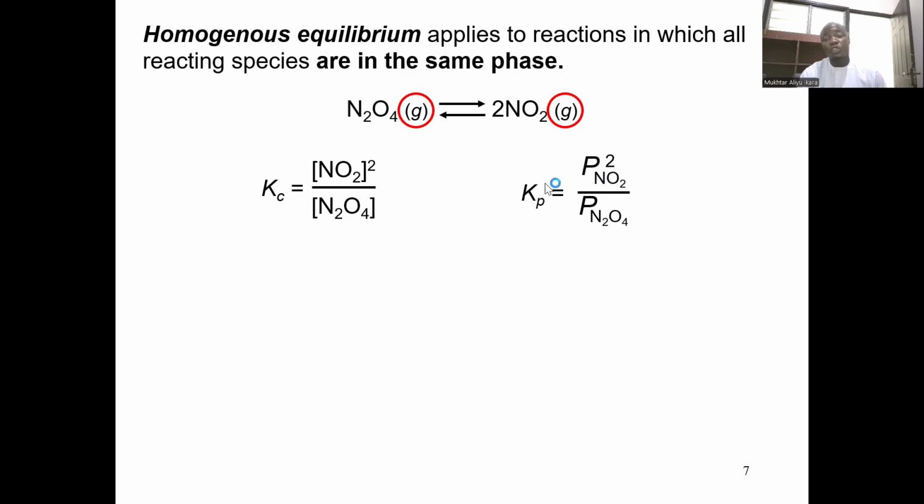So if we have homogeneous equilibrium, apart from Kc, we can also have Kp when we have gaseous reacting particles. So in the case of gaseous reacting particles, we can use Kp. Kp is just the partial pressure of the product divided by the partial pressure of the reactant. So this is how to measure Kp. Kp is applied only to gaseous particles.